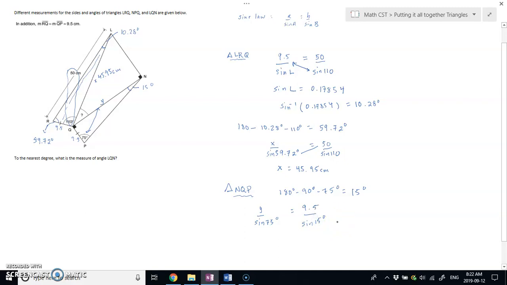So I'm going to do this here, and again, cross multiply the two things you have, so 9.5 times sine of 75. And then divide that by sine of 15 degrees. Oh, I just want to make sure I've done that right. Sine of 75 times 9.5. I'm going to divide by sine of 15. And I get 35.45 for that length. Centimeters.